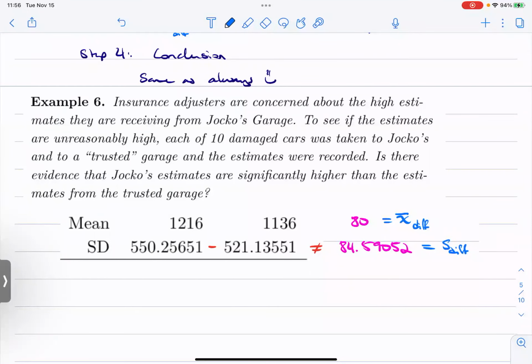So if you had to read this, you're sitting in the quiz or the final exam and you're reading this and you're like, oh, I think it's paired. I don't know, does she give me the mean of the differences and the standard deviation of the differences? I did. Wow, that's so nice of me. Right here, this was Jocko, this was the trusted, and this was the differences.